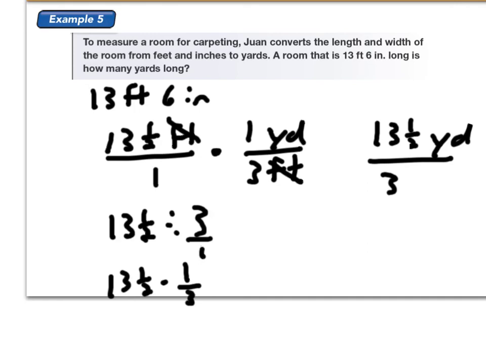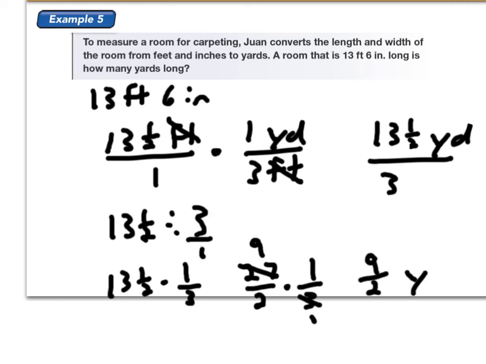And then 13.5 I would change to a fraction, that would be 27 over 2. And I'll be multiplying that by 1/3. Well, 27 and 3 cancel. That's 9, and that's a 1. So we get 9 over 2 yards, which is the same as 4.5 yards.